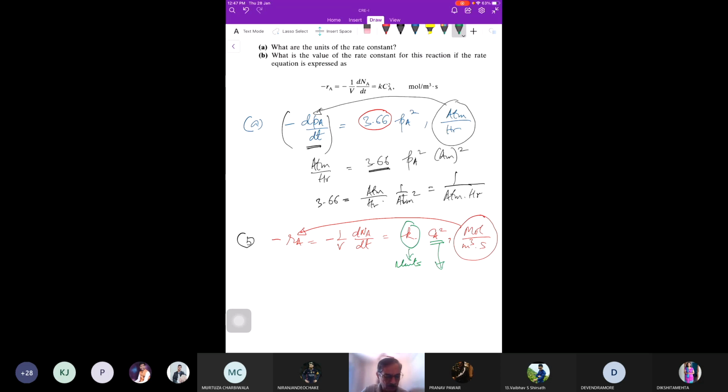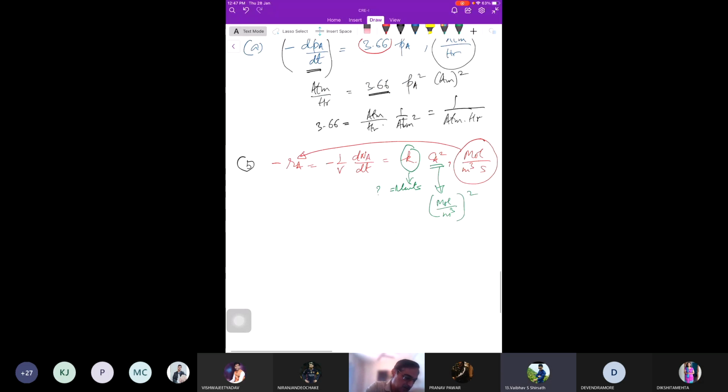What are the units of concentration? Concentration is mole per meter cube, time inverse. Mole per meter cube, whole square, right? Concentration is moles per meter cube, so it is moles per meter cube whole square. We don't know the units of K. Meter cube per mole second.